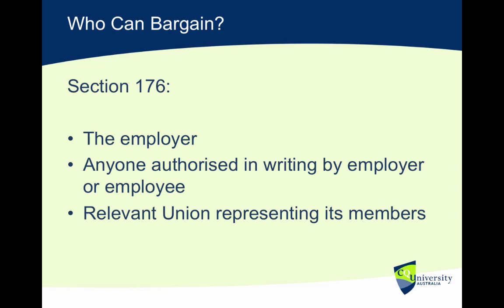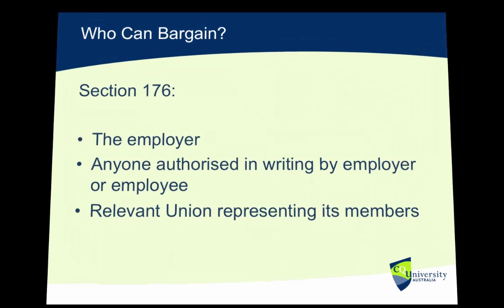And of course the relevant union, and I use the word relevant because as your textbook points out, you can't have a union poaching into someone else's pool. They have to be the relevant union that would ordinarily have coverage at that enterprise. If you again look at the agreement which I've provided for you on the Moodle site, you'll see the names of the unions who have members here at the university who represent members, and they are recognised as bargaining representatives for the purpose of the uni's enterprise agreement.